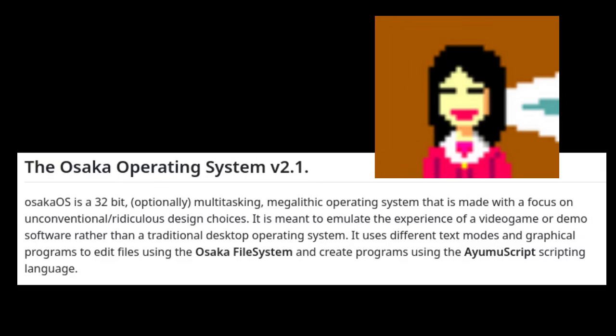So I recently found out about something called Osaka OS, or the Osaka Operating System. I looked into it, and according to its description, it's a 32-bit, optionally multitasking megalithic operating system that is made with a focus on unconventional slash ridiculous design choices. I read this and I saw a little bit of a recording of it, and I immediately knew that I wanted to check it out. So I guess without further ado, let's get to it.